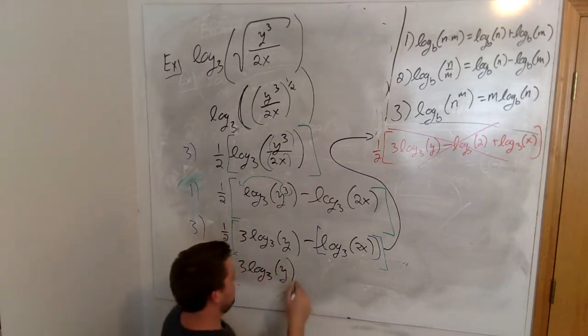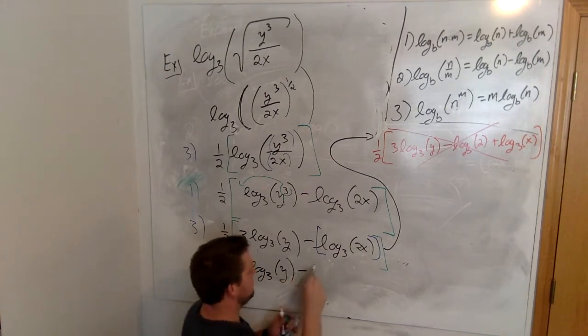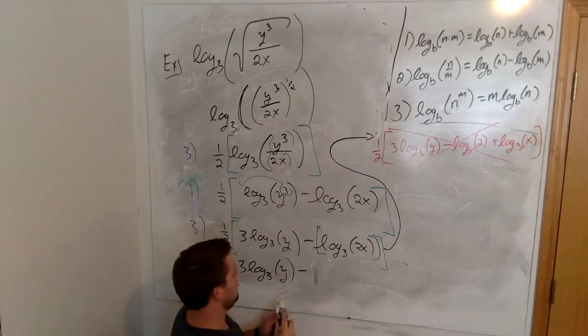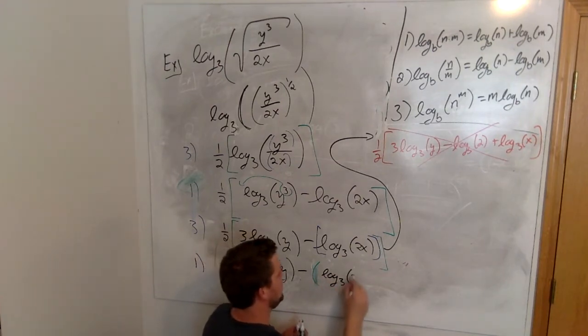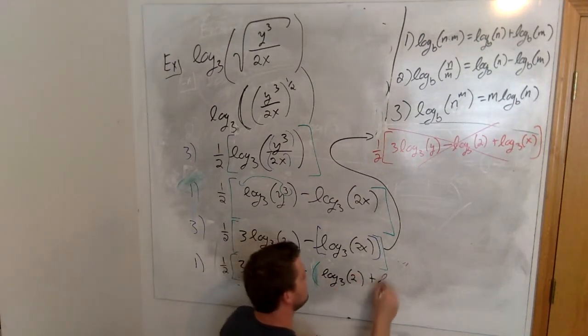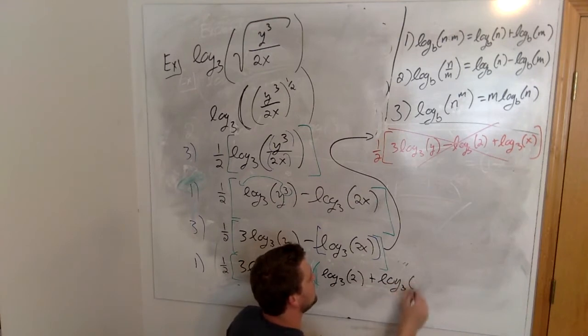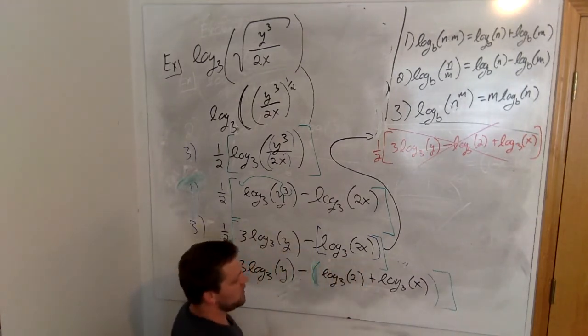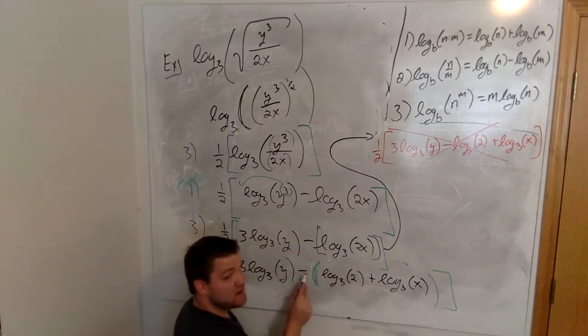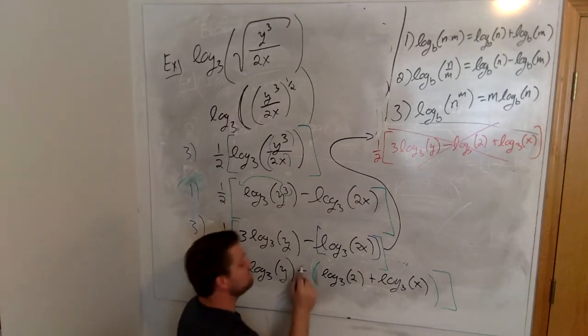Now we should be subtracting and in parentheses. Maybe I'll use these type of parentheses here. We have log base 3 of 2 plus log base 3 of x. So we needed to make sure to introduce parentheses. This minus sign right here needs to distribute. We have to subtract all the pieces.